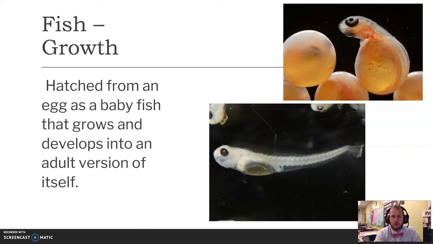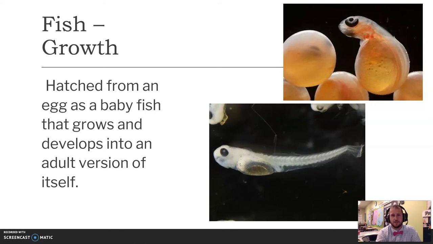So we will start with growth because that's the first column on our note sheet. Fish growth is what we're going to be talking about here. If you look at the 2 pictures there, those are showing you cute little baby fish. The one on top is just barely hatching. The one on the bottom is all the way out. So fish are hatched from eggs. And then, as you can see from the pictures, they look like fish. So there's no metamorphosis they have to go through. They just hatch from that egg, and then as a baby fish, they will grow and develop into an adult version of themselves.